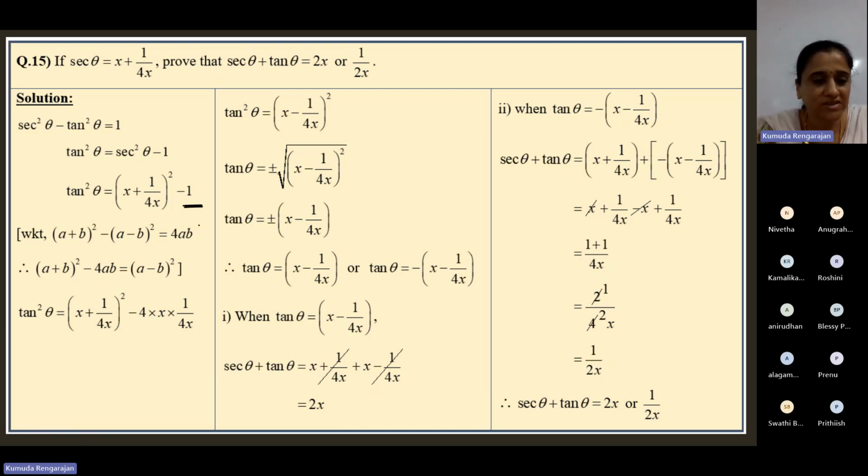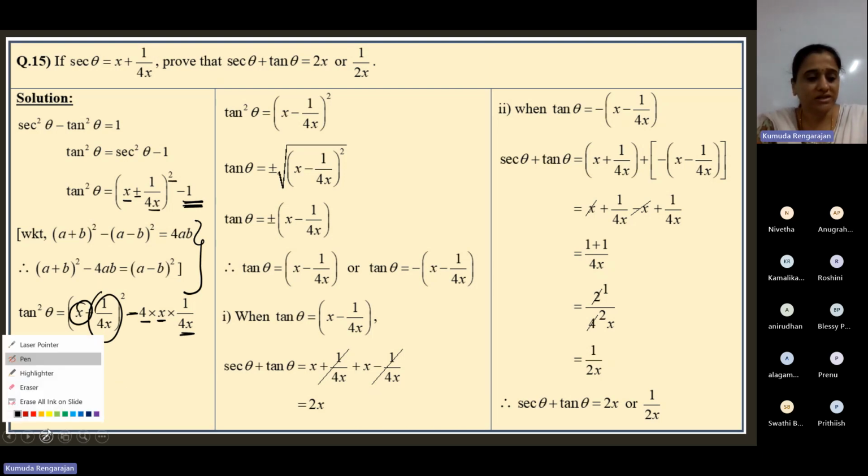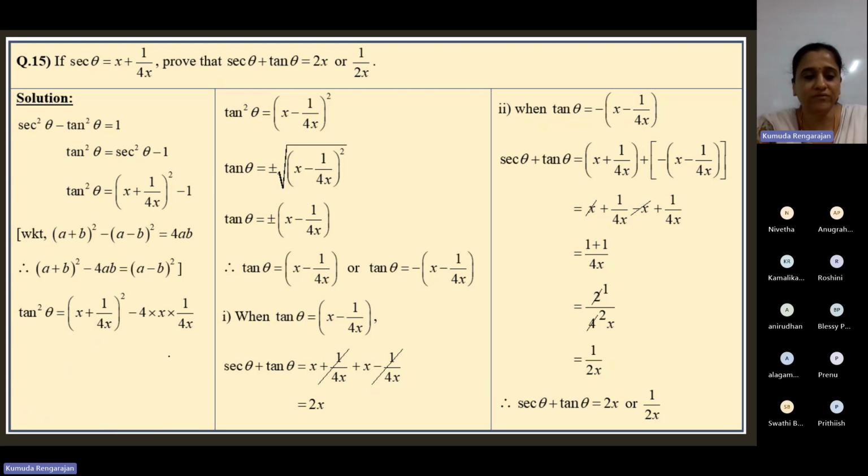So this is a plus b whole square. Write that tan square theta is equal to x plus 1 by 4x the whole square minus, write this 1 in the form 4 into a into b. It's still 1 only; you're just writing it in a different way, but the value is still 1. And why are we doing that? Because we can use the identity a plus b whole square minus 4 into a into b.